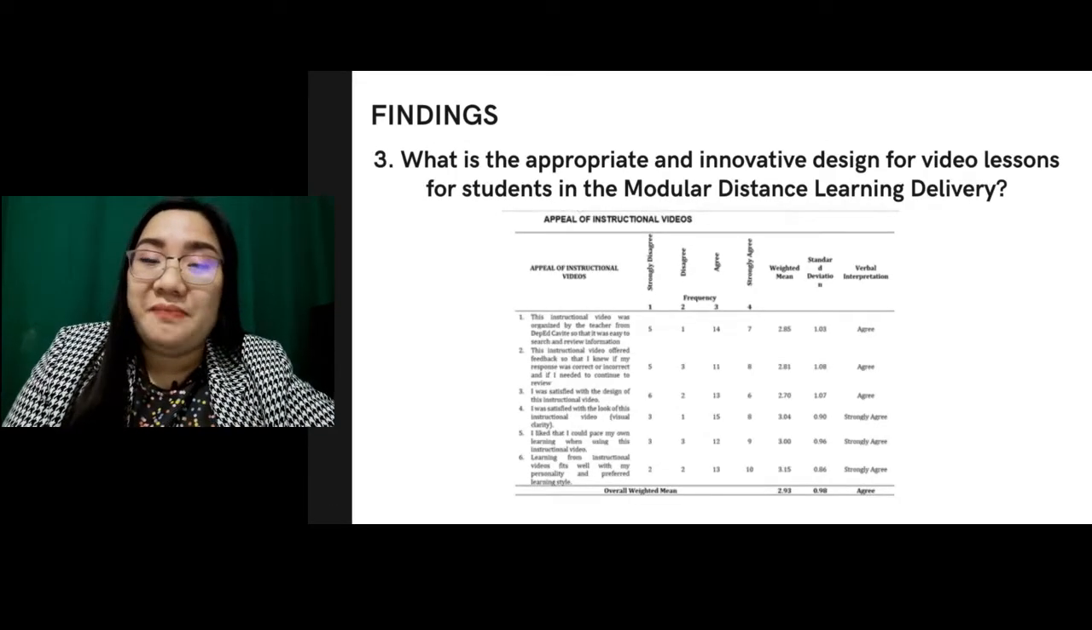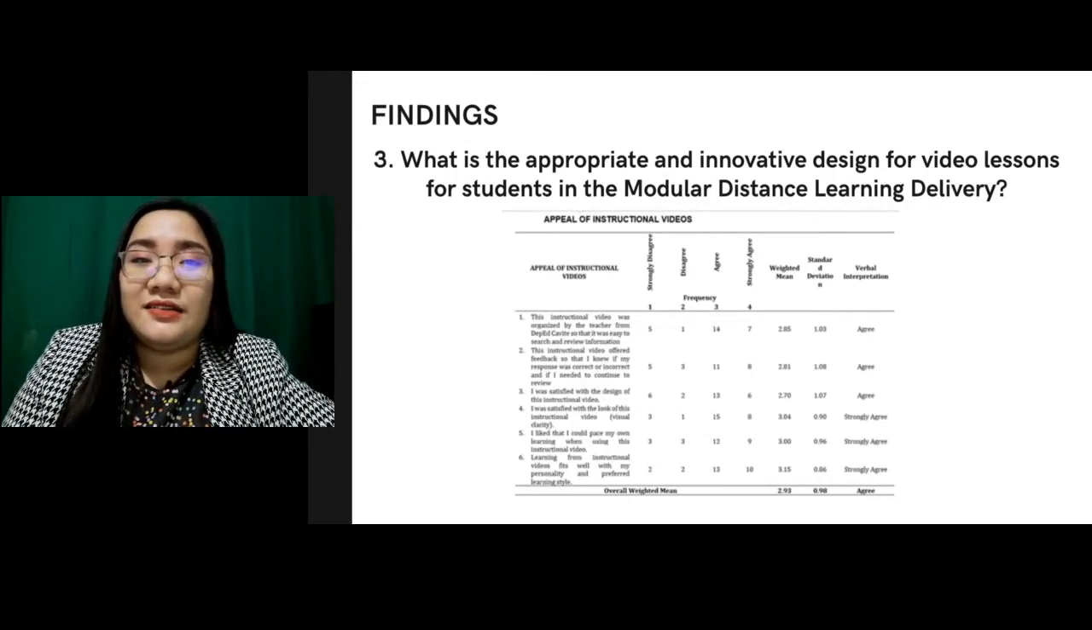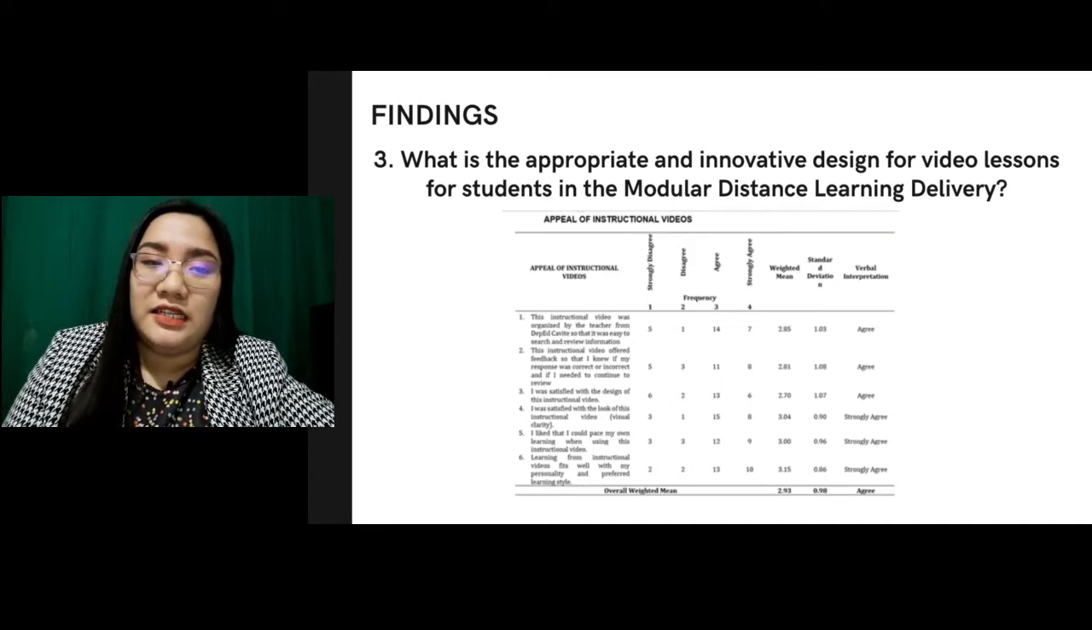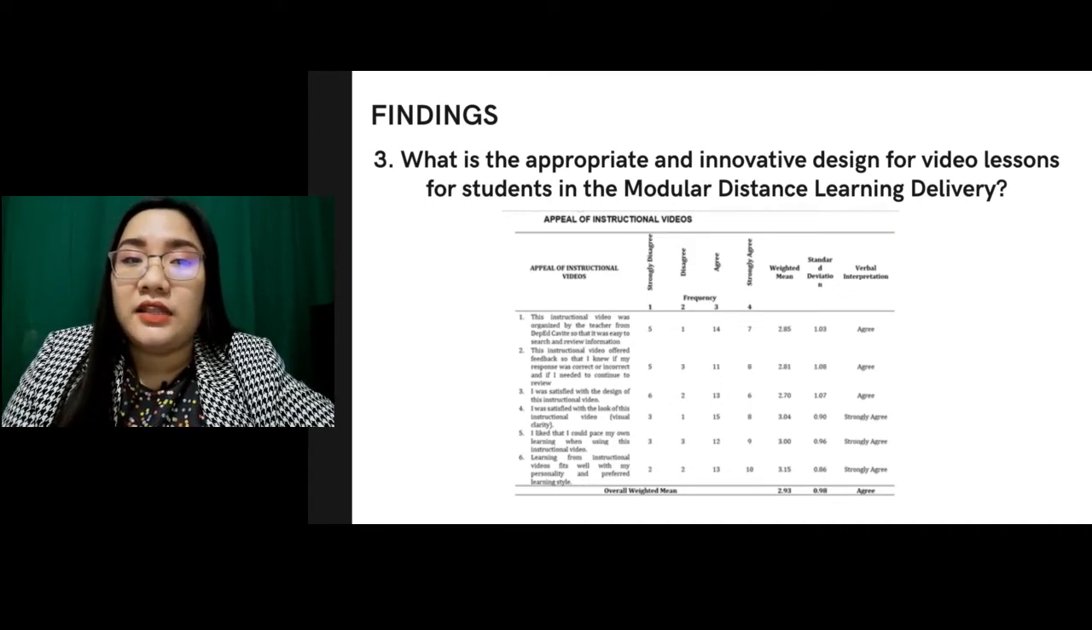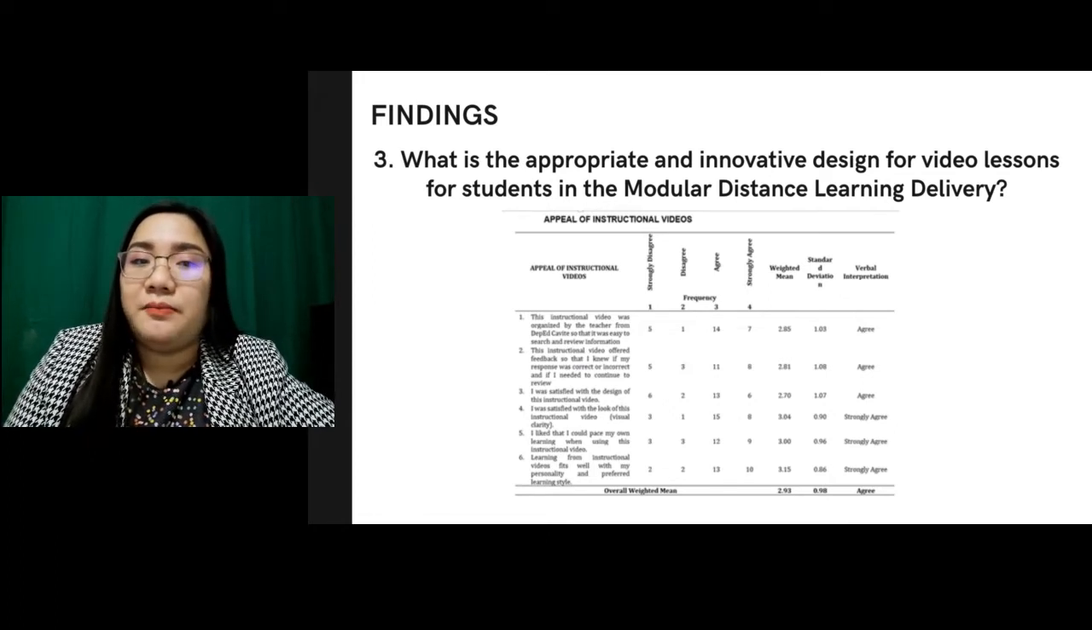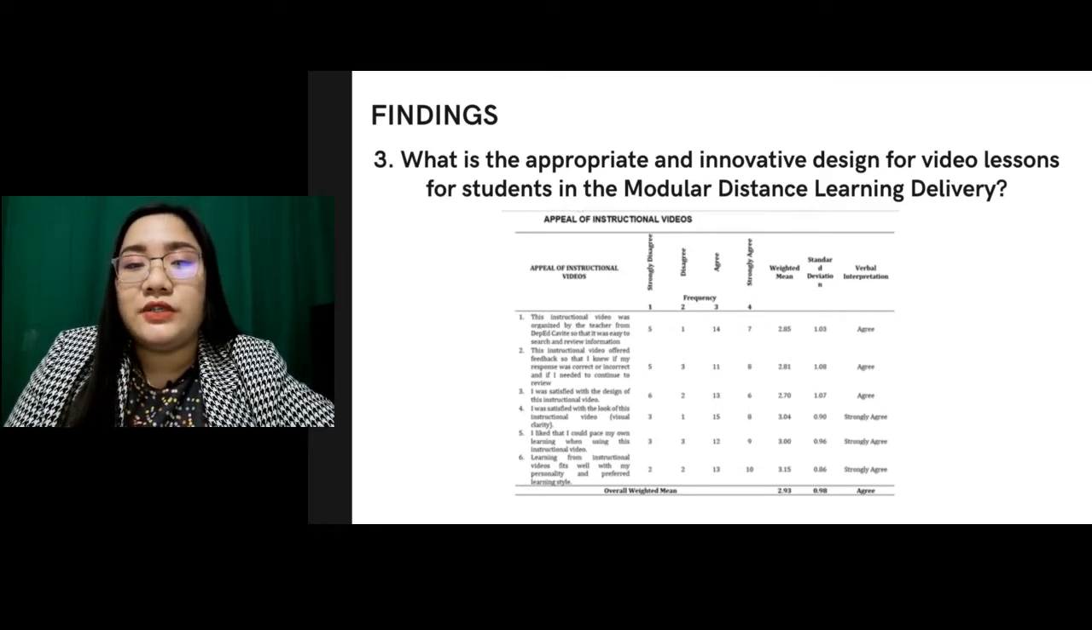Alright, so let us talk about the third research question. These are the findings. What is the appropriate and innovative design for video lesson for the students in the Modular Distance Learning Delivery? As you can see in the table, the result shows the appropriate and innovative design for the video lesson for students in the MDL.